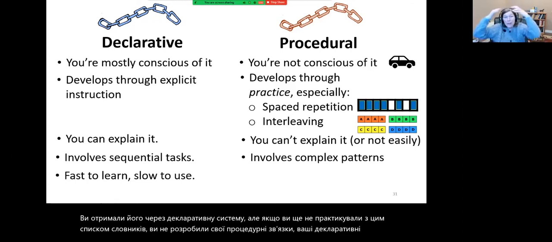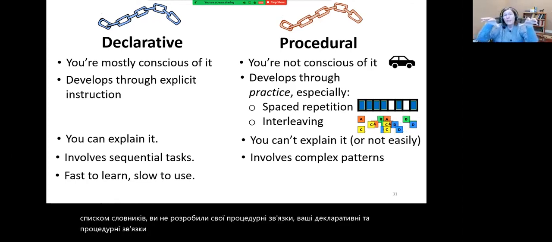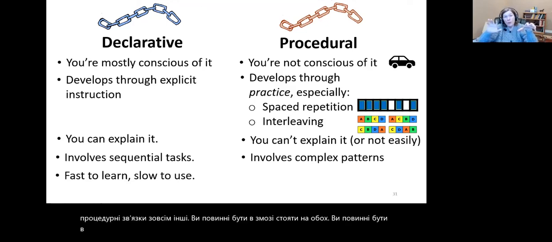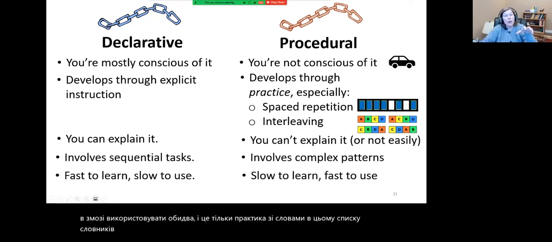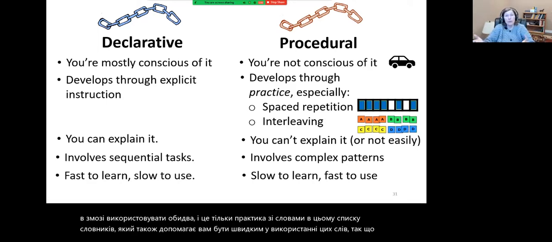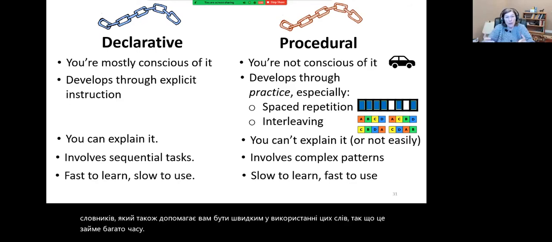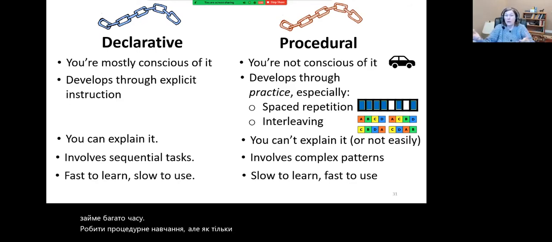You need to be able to stand on both. You need to be able to use both. And it is only practice with the words in that vocabulary list that also helps you to be swift to use those words. So it takes a long time to do procedural learning, but once you've done it, you can know it and be able to do it very, very well.